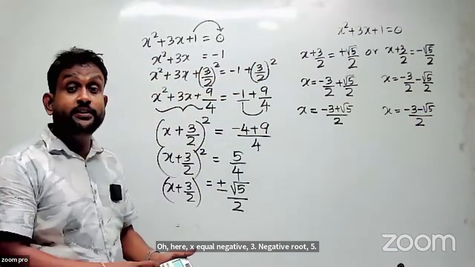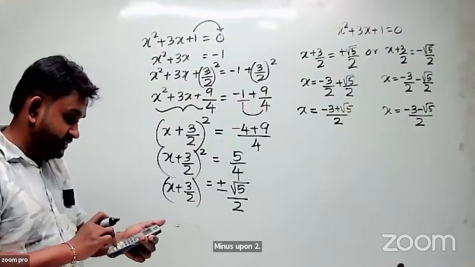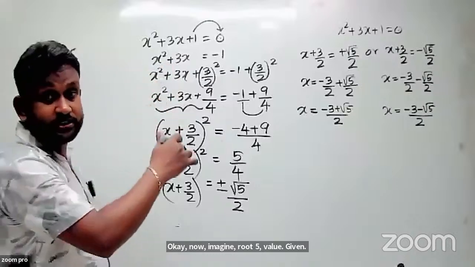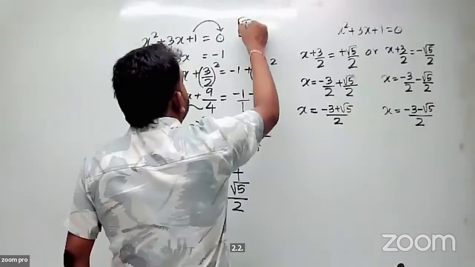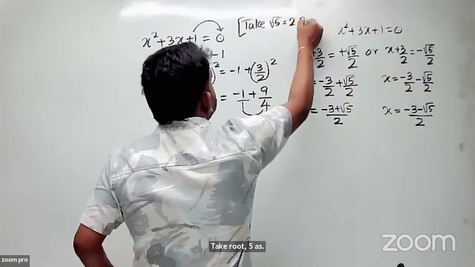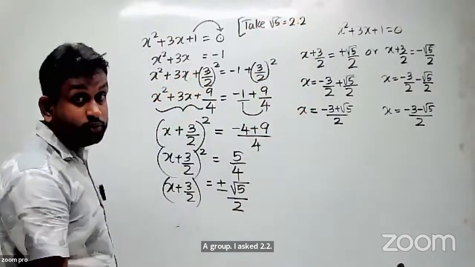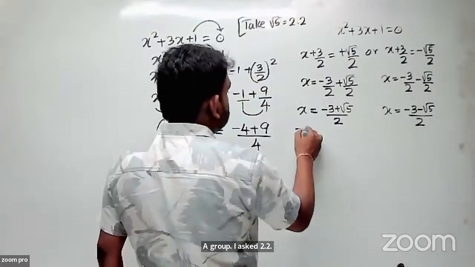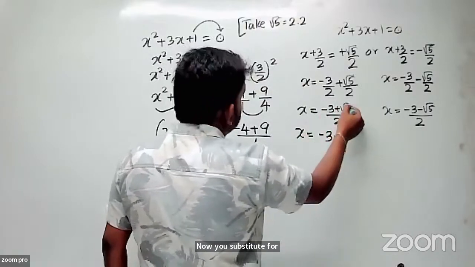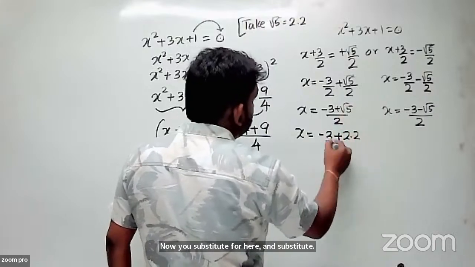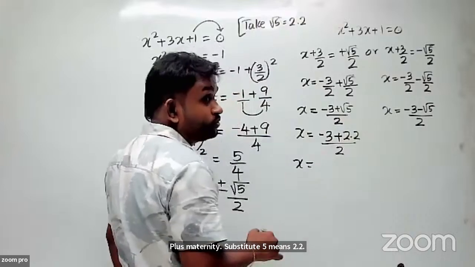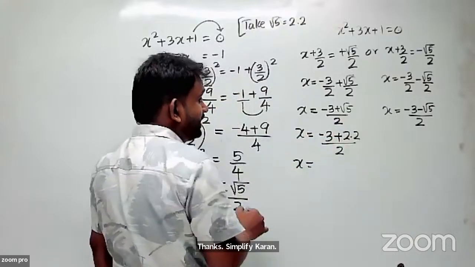Okay, now imagine root 5 is given as 2.2. In the equation they give, take root 5 as 2.2 and simplify to the first decimal place. Now you substitute here. Substitute root 5 as 2.2 upon 2. Then simplify: 3 minus 2.2, subtract because they have different signs.